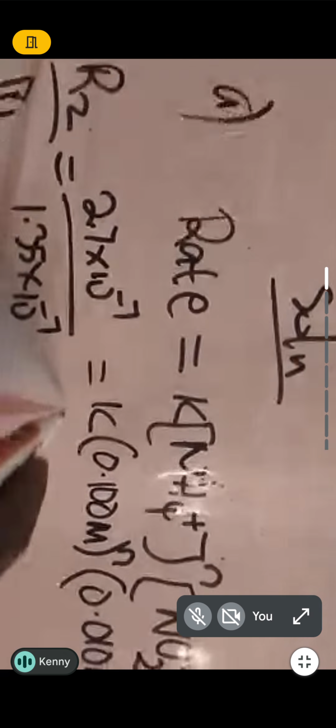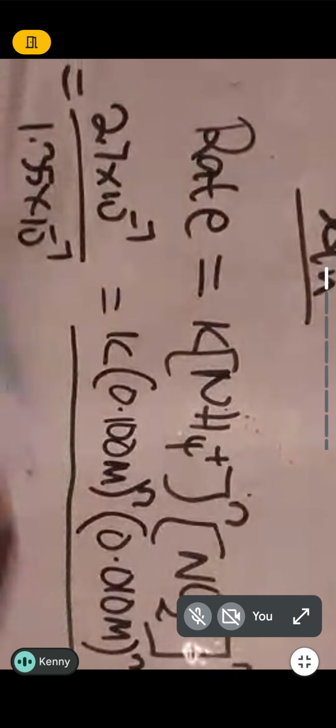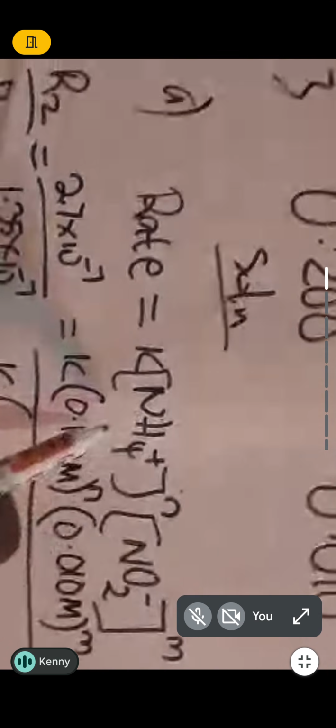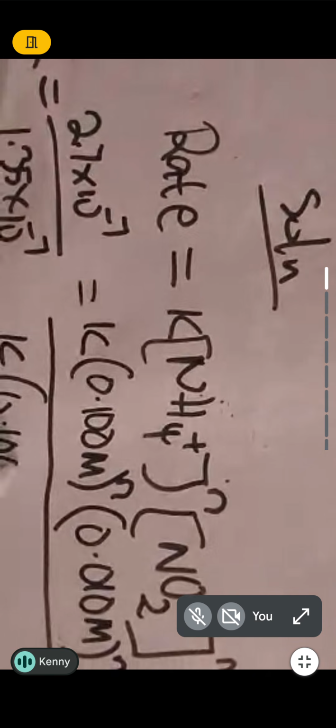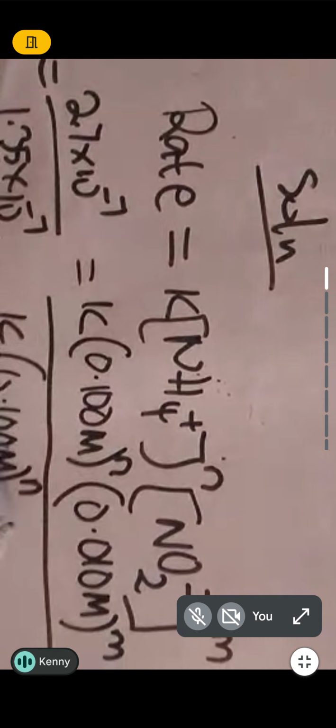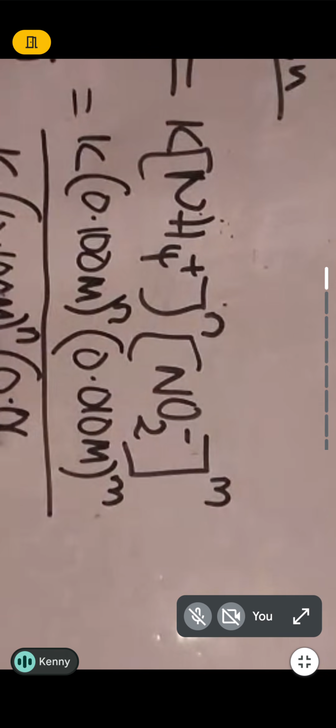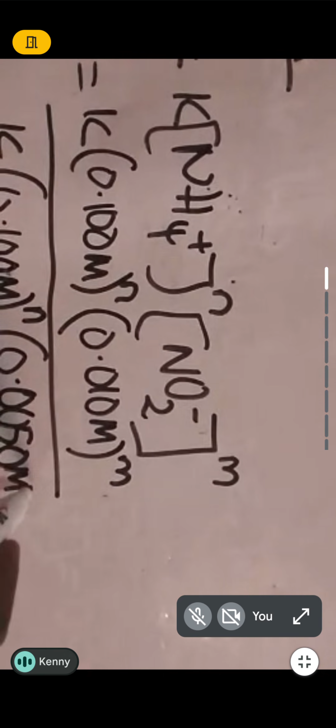Which is equal to K. Then we go now to the concentration of NH4. So the concentration of NH4 for rate 1 is this one, 0.100 molar to the power n. Then we write the concentration of NO2 minus for experiment 1, which is 0.0050 molar to the power m.